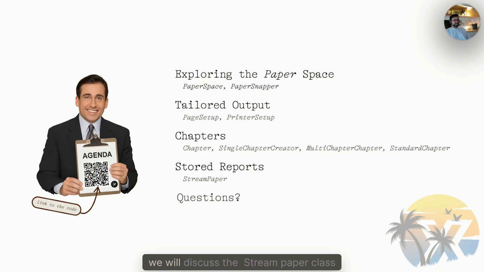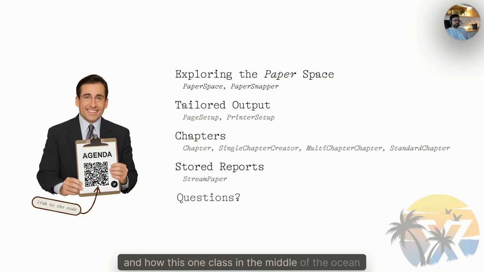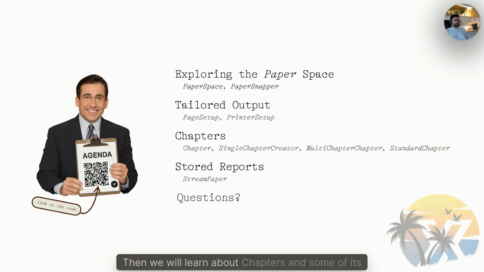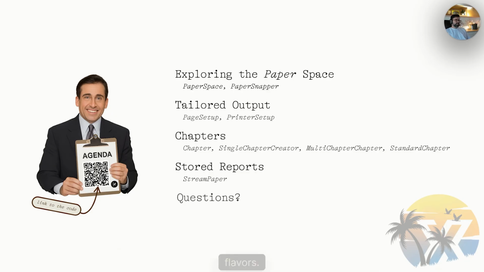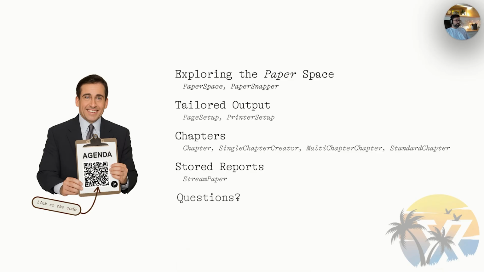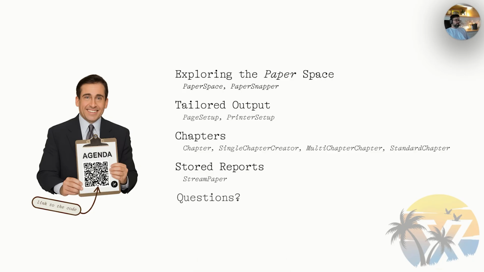Moving forward, we will discuss the StreetPaper class and how this one class in the middle of the ocean of features that is Core allows us to create dynamic papers, or as I like to think of them, dynamic templates. Then, we will learn about chapters and some of its flavors. We will also explore the document creator infrastructure, which we could see as the one responsible for actually binding the data to the paper, almost like a magic printer.